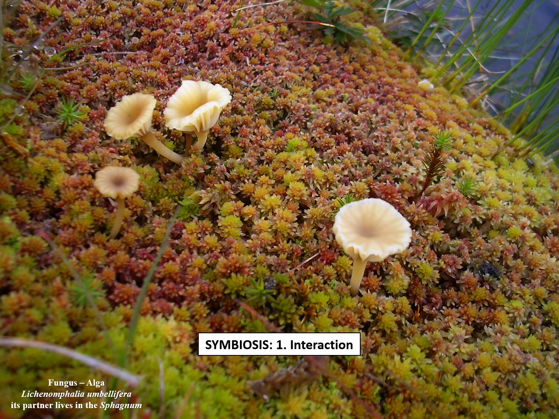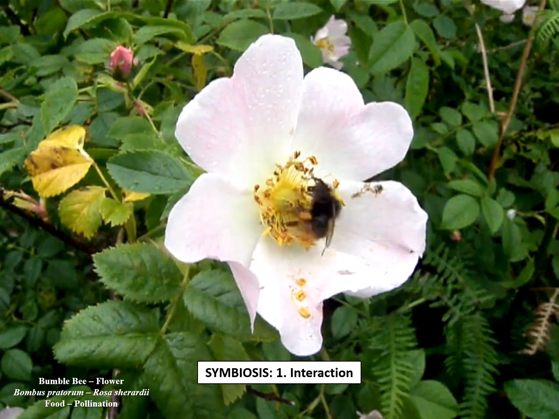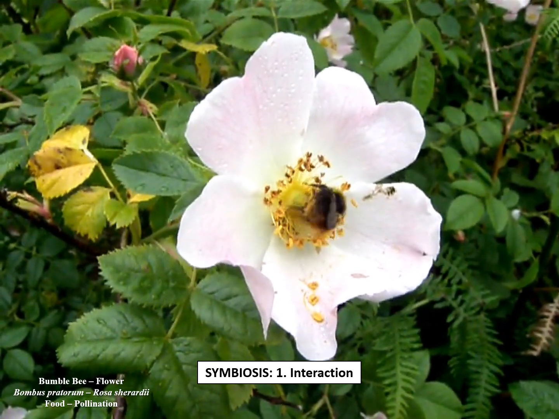Interaction, living together. Here is a lichen, but not as we know it. These little mushrooms belong to a fungus that lives in sphagnum tussocks, but is sharing its lifestyle with a single-celled green alga growing unseen on and in the moss. Here's another very familiar example of symbiotic interaction.